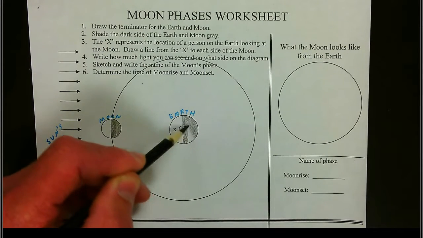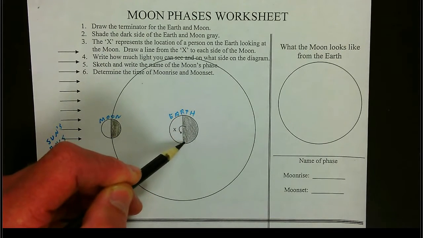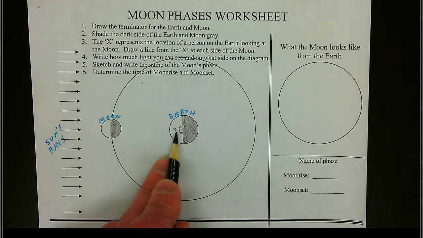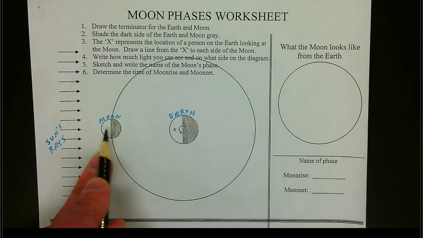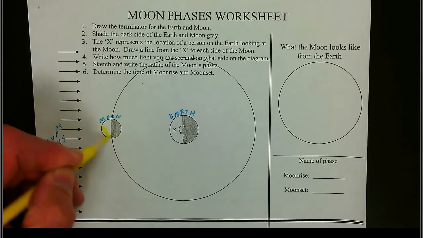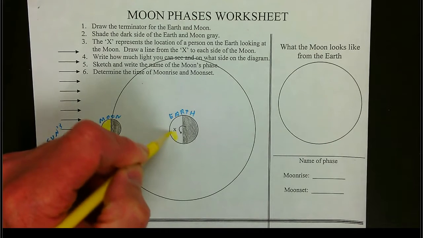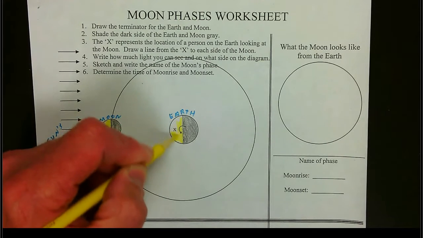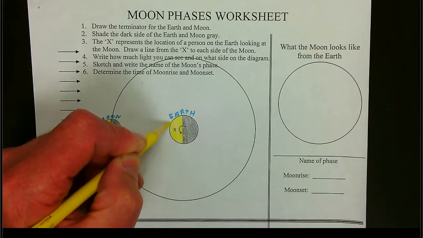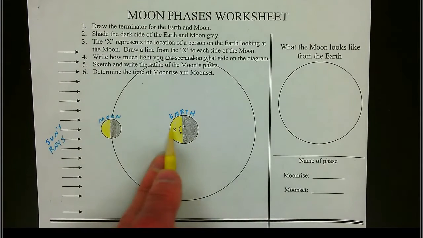Just like here on earth, we have day and night as we rotate into the night or into the day. The moon also has a day and a night side. A side that's lit by the sun, a side that's not. Same thing on the earth. Here's our daytime. And there's the nighttime.